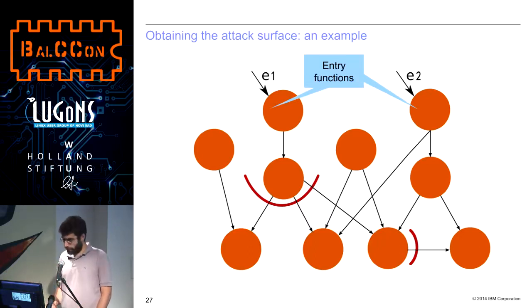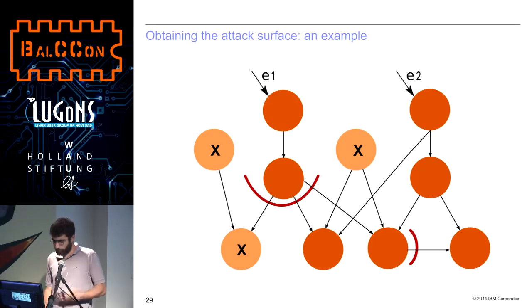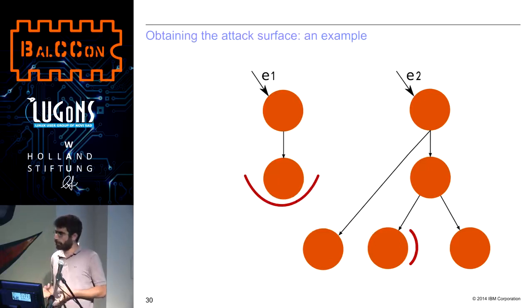And you also want to take into account some important subtleties, such as code that will be checking for privileges. In the Linux kernel, there are calls to the capable function, which will check essentially whether you're root or not. So this is what we call a barrier function. So once you have that, you can go through and do your reachability analysis. And here you will find out that these three functions are not reachable from these entry points, taking into account the barrier functions. And you obtain a subgraph of the kernel call graph, which you can simply call the attack surface.